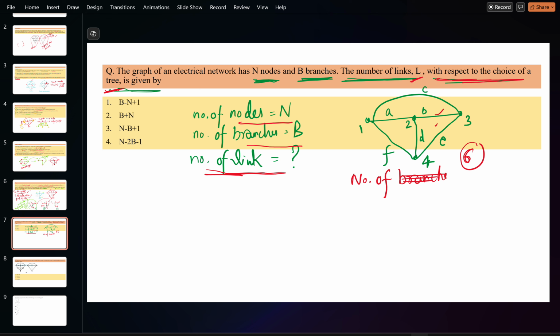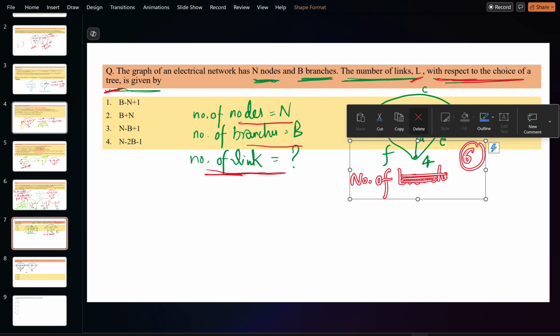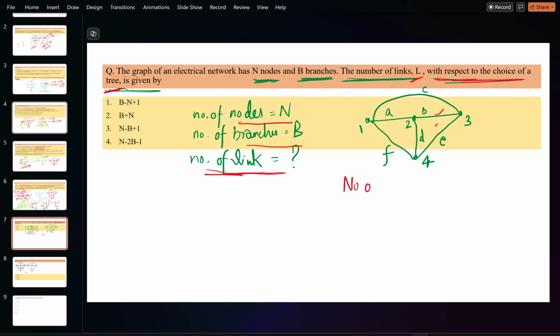How many branches? So let me remove this. So the number is six. Are you saying something? Six branches are there, sir. Yes, there are six branches. Okay, but what is the number of branches for a tree? The number of branches of a tree, as I have told, is n minus one basically. Whatever number of nodes you have, the branches of a tree will be n minus 1.